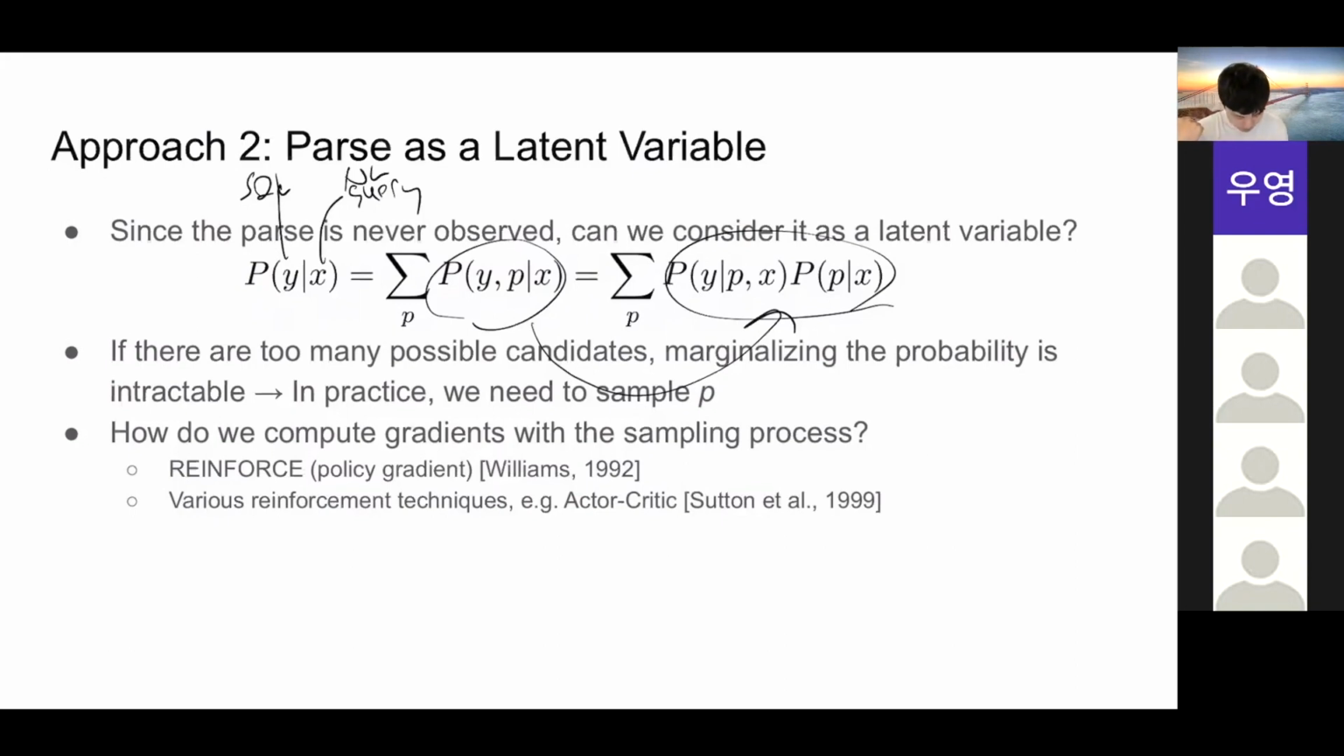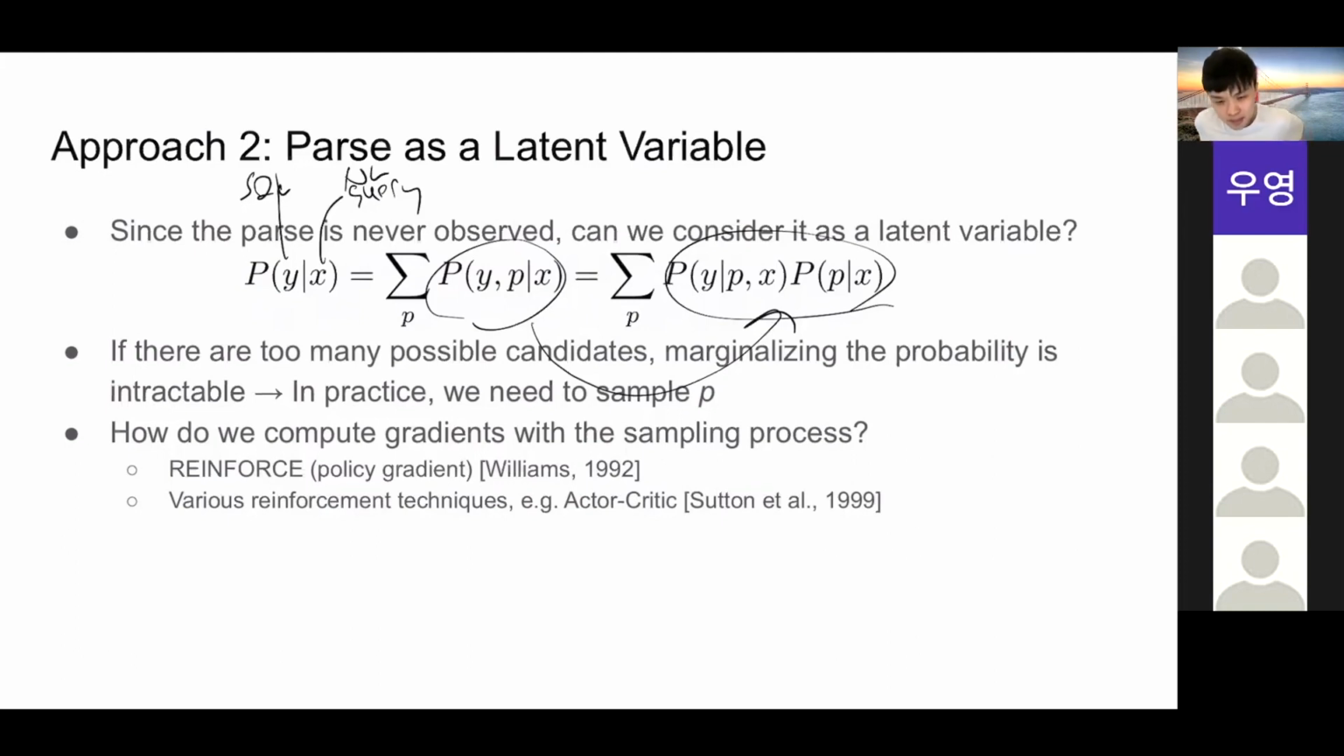But you have the same problem though, because if there are too many possible candidates, marginalizing the probability is intractable. Suppose that the number of possible candidates is like millions. Then what that means is you have to actually consider the probability distribution for all these millions of candidates, which is very slow. So that's why what we do in practice is that we need to sample P.